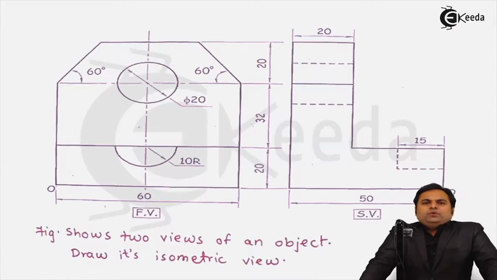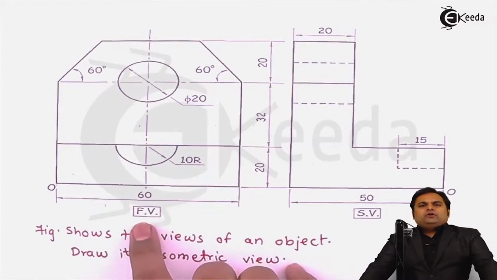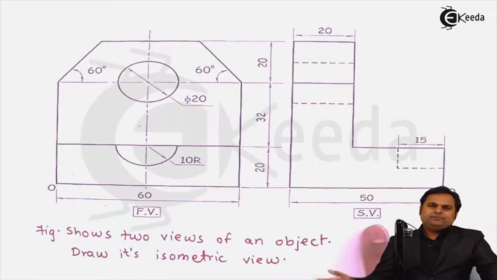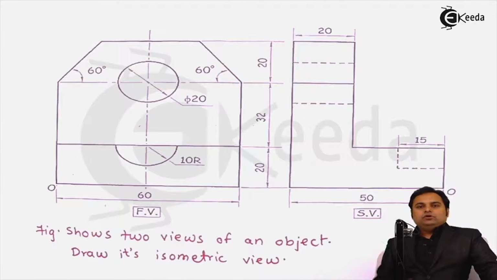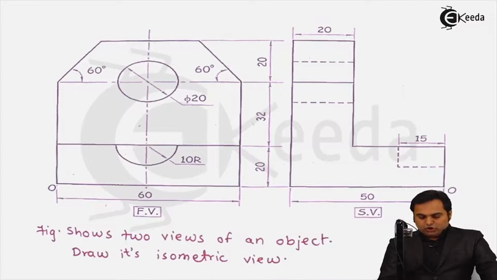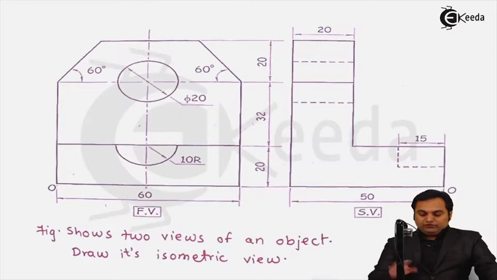Here in this video, we are going to see a problem on isometric projections in which we are going to convert the given 2D view into a 3D diagram, that is the isometric view. For that, here is a question. Figure shows two views of an object. Draw its isometric view. Now, here are the two views which are given to us.